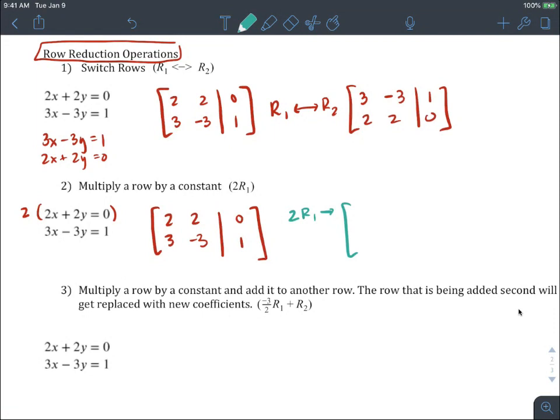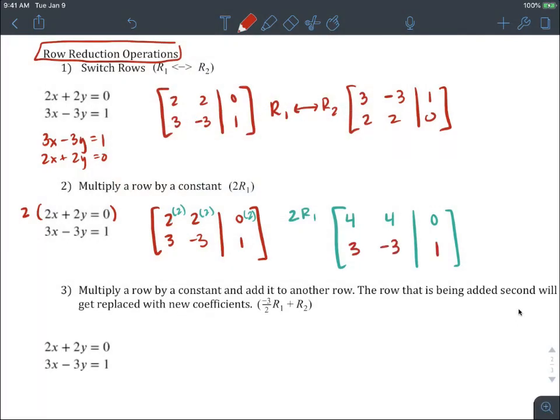Sorry, multiply row 1 by 2, a scalar, a constant. Okay, so each one of these numbers is being multiplied by 2, and I'm going to replace that into row 1. Okay, so 2 times 2 is 4, and then 4, and then 0, because 0 times 2, and then row 2 doesn't change. Negative 3, negative 3, negative 3, 1.